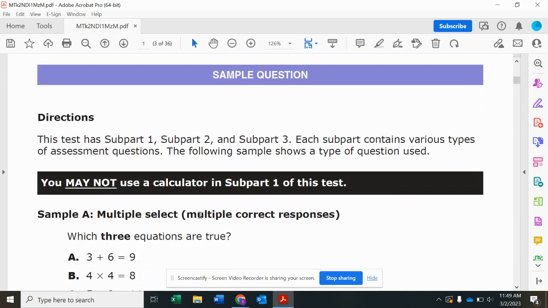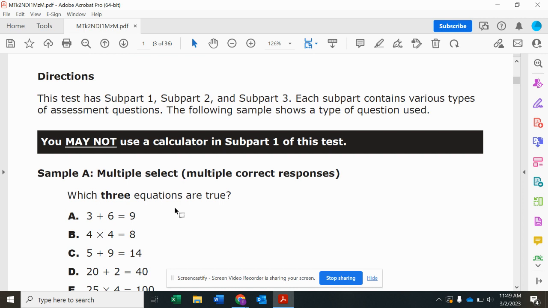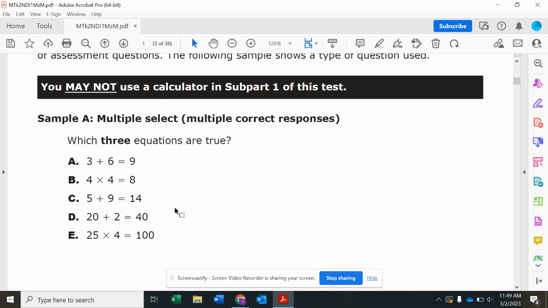Directions. This test has subpart 1, subpart 2, and subpart 3. Each subpart contains various types of assessment questions. The following sample shows a type of question used. You may not use a calculator in subpart 1 of this test.